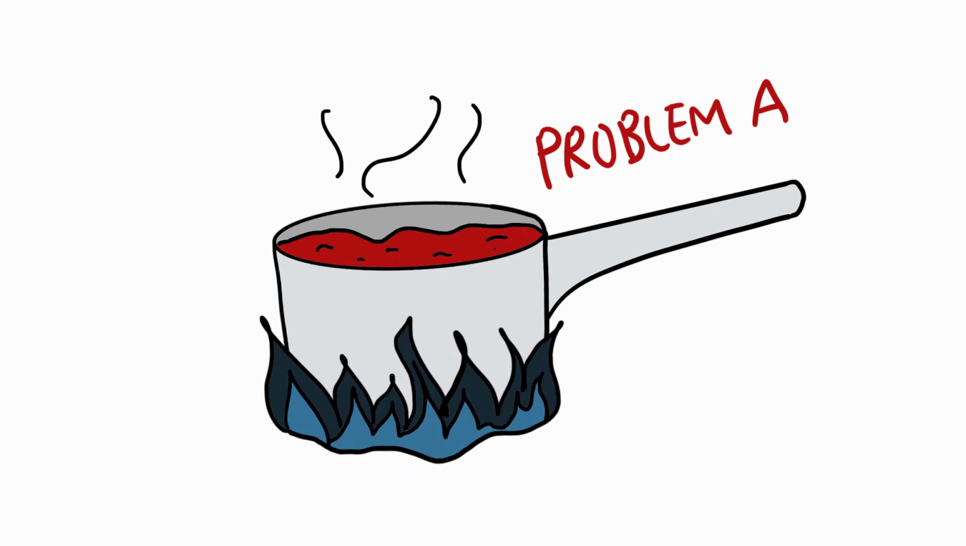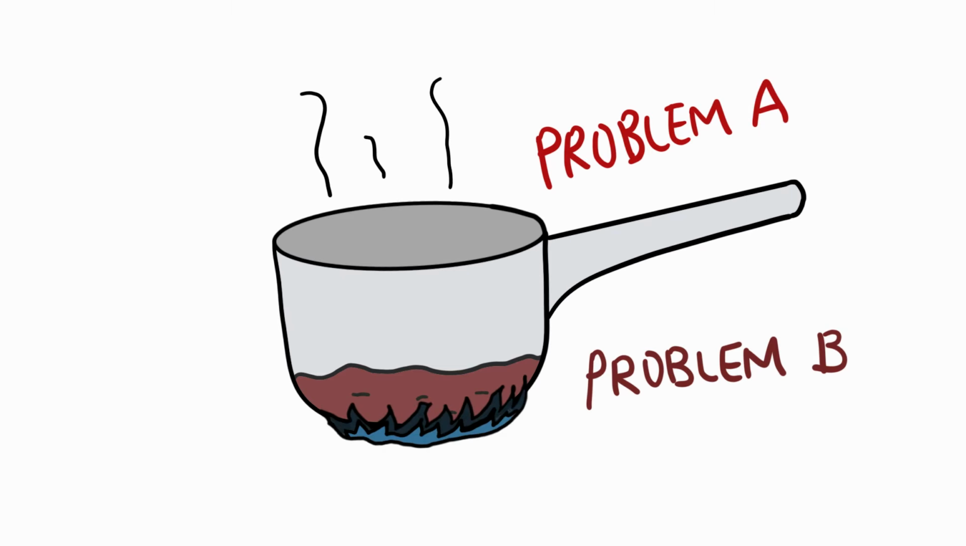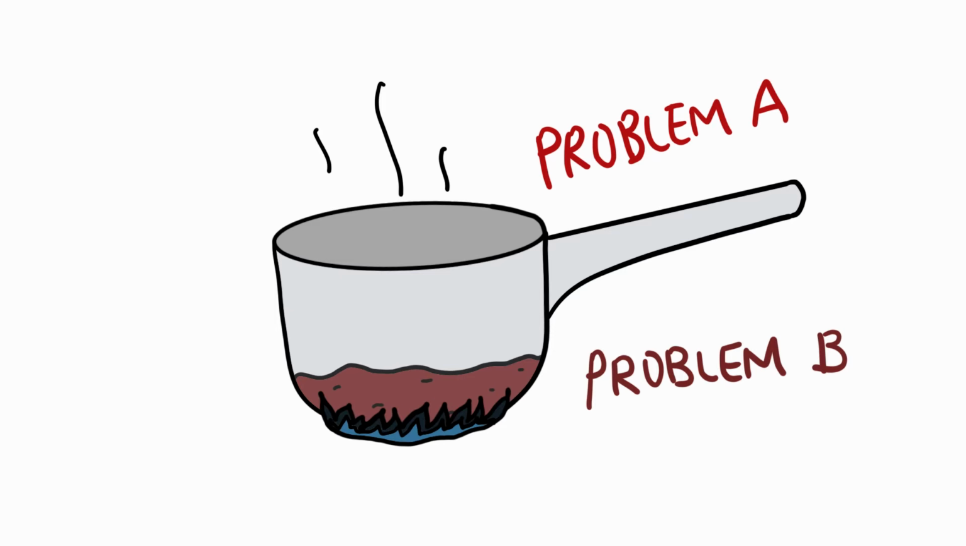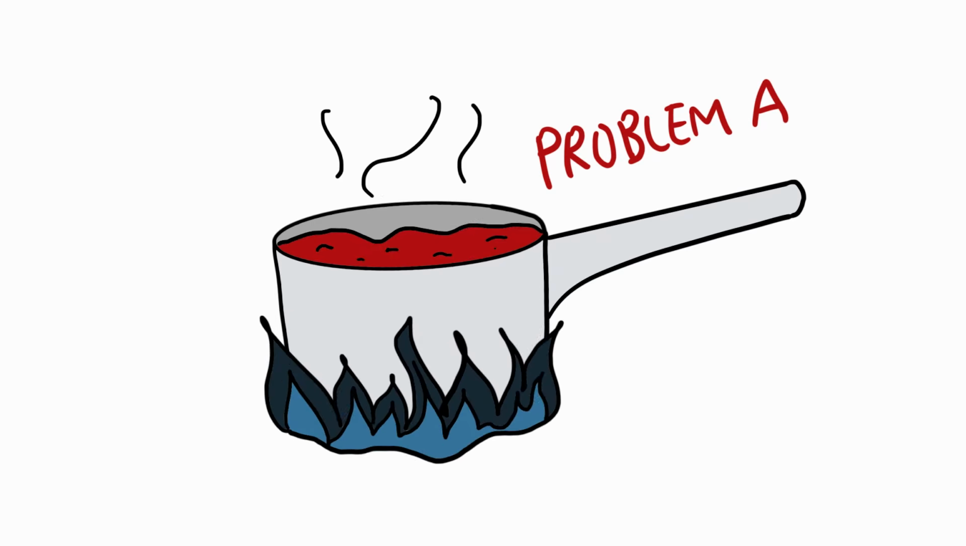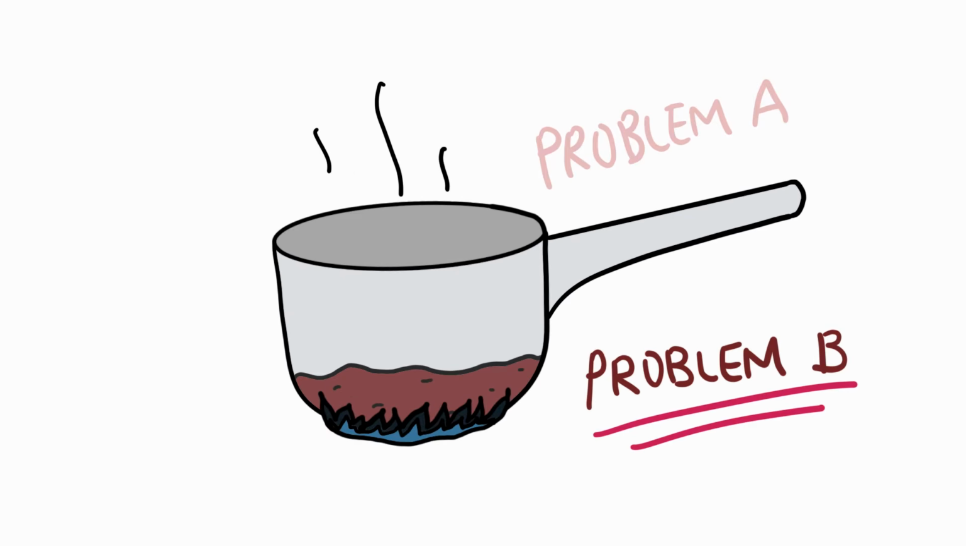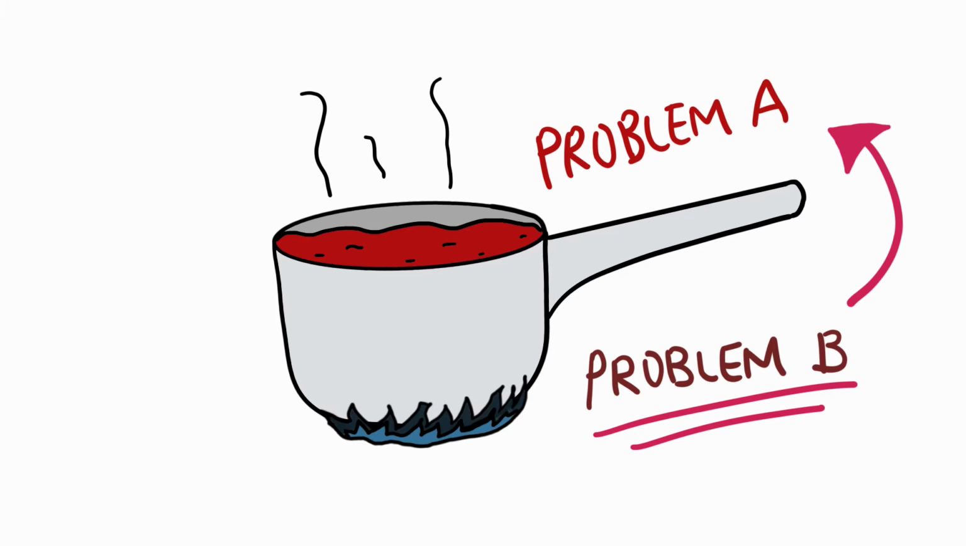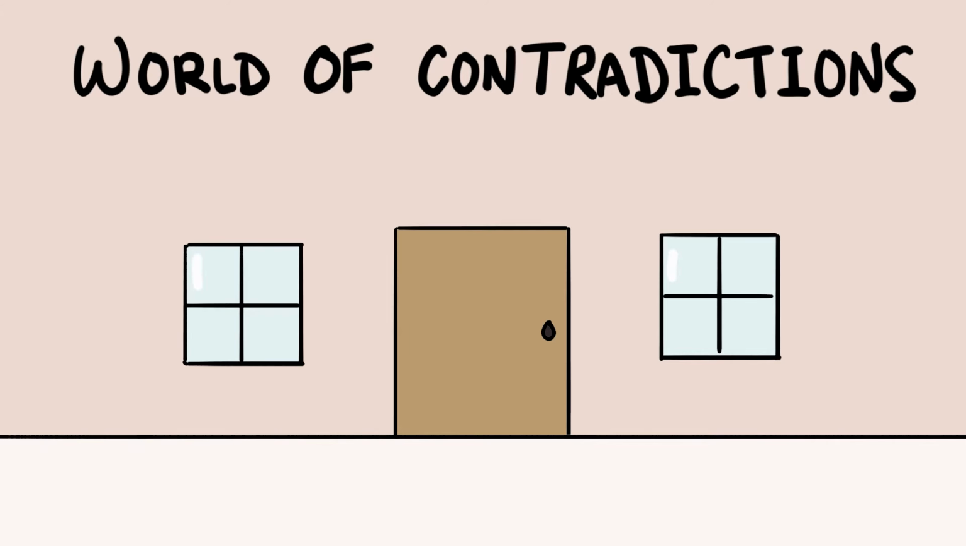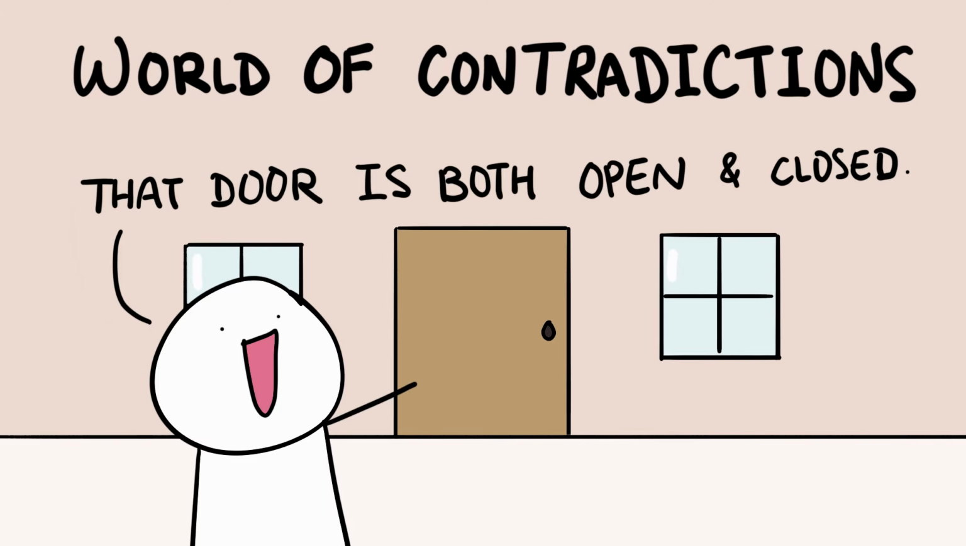A reduction is the act of boiling one problem down to another, much like reducing a sauce down to its core flavors. You can think of it as discovering that one problem can be viewed as another problem, and if you figure one out, you can figure out the other. To show that problems are unsolvable, we'll work in the world of contradictions, which means working with the impossible. Let's start with this analogy.